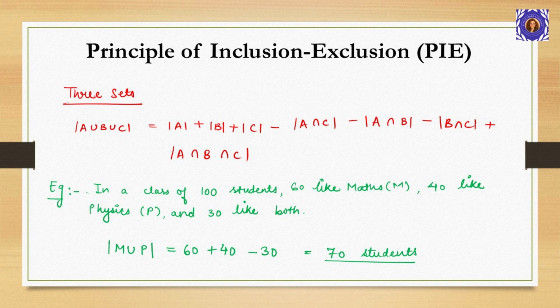Now let's extend this to three sets. The formula becomes more intricate but follows the same logic. |A ∪ B ∪ C| is |A| + |B| + |C| minus |A ∩ B| minus |A ∩ C| and minus |B ∩ C| and lastly adding on |A ∩ B ∩ C|. This might look complex at first, but let's understand the reasoning.